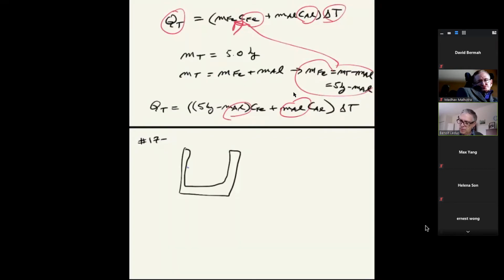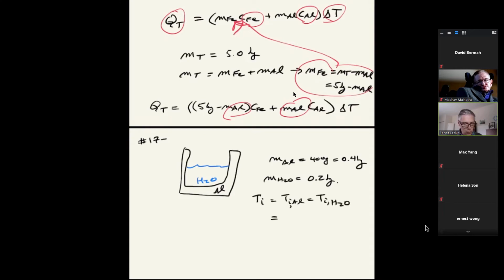So there you go. This is water here. This is aluminum. So the mass of aluminum is 400 grams, so we'll put this into kilogram. The mass of water is 200 grams, so 0.2 kilogram. The initial temperature of both, because they are at equilibrium at first, is 18.